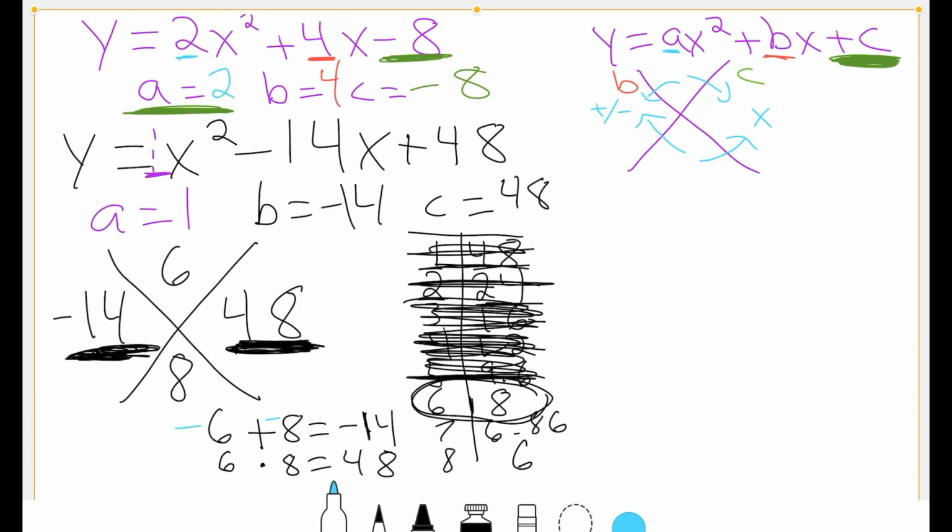So if the addition needs to be negative, then multiplication needs to be negative. We have negative times a negative, which is a positive, and 6 times 8 gives us 48. So our magic numbers are negative 8 and negative 6. So that means in factored form, we have x minus 6 times x minus 8. And that is going to be our factored form.